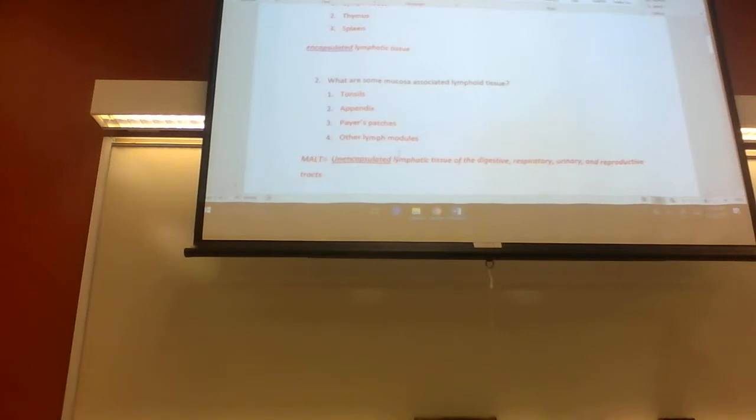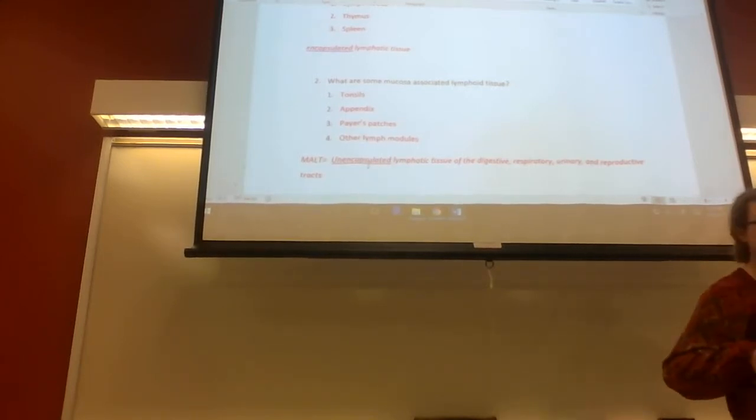The big thing about MALT, M-A-L-T, mucosa-associated lymphoid tissue, is that it's unencapsulated. These don't have capsules around them, so the tissue is just kind of exposed. This is in your digestive system, your urinary, your respiratory, and your reproductive tract. So you have your tonsils in your respiratory tract, which get nice, big, and inflamed whenever you have something like strep throat. You have your appendix.